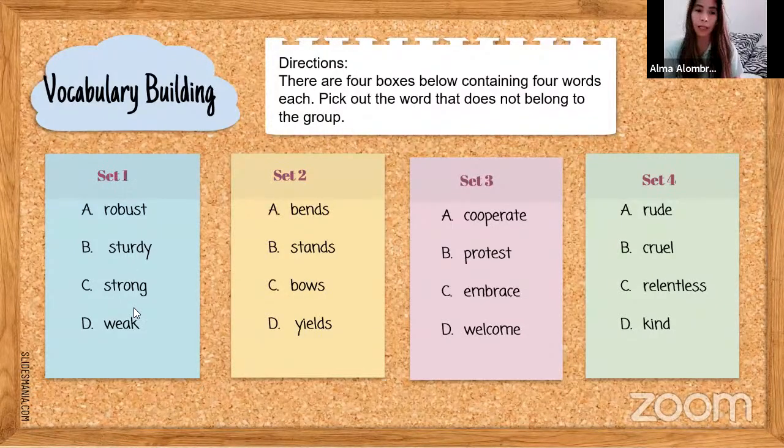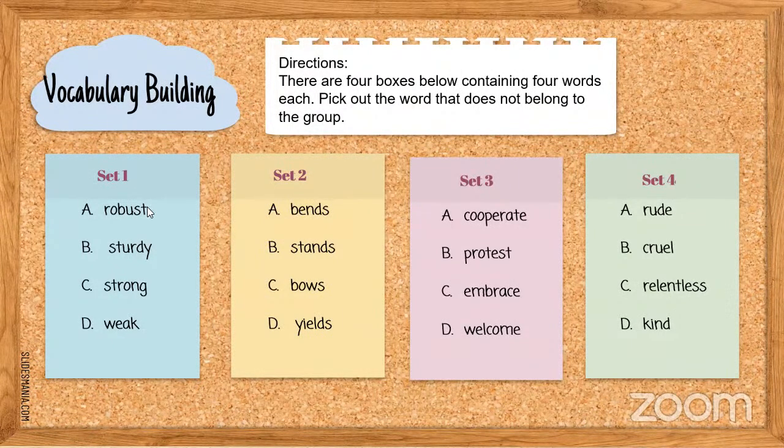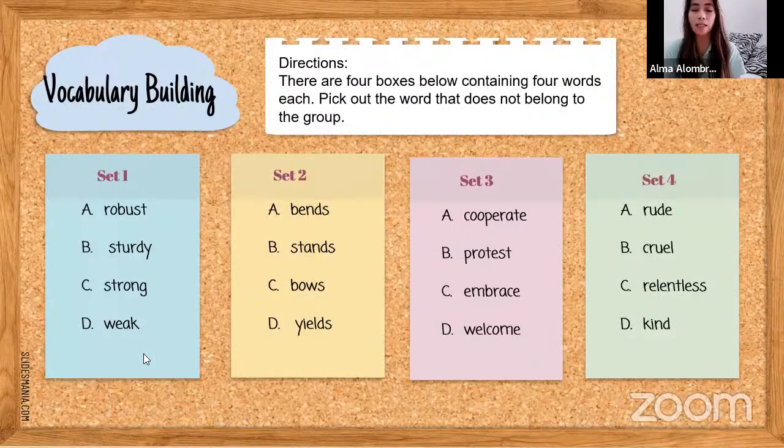Directions: there are 4 boxes below containing 4 words each. Pick out the word that does not belong to the group. Okay, set 1. Chad, can you read? Set 1. A. Robust. B. Sturdy. C. Strong. D. Weak. Okay, thank you. So what word does not belong there? Robust, sturdy, strong, weak? Can you give your answer, Chad?